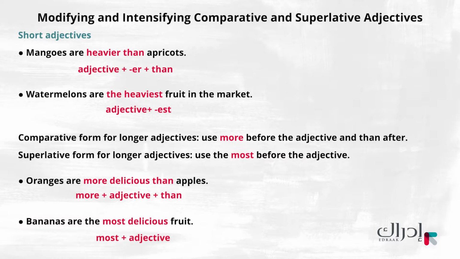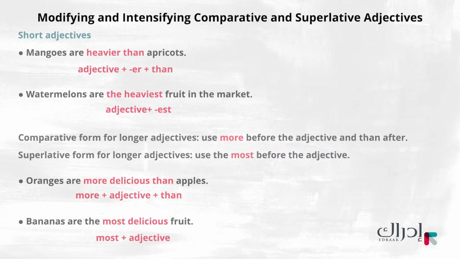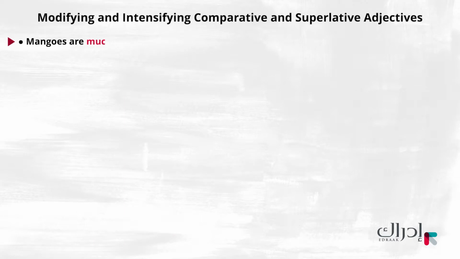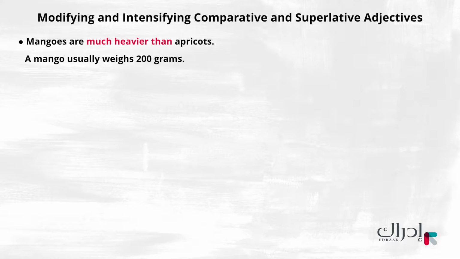But we can also make comparative and superlative forms stronger. Look at these examples. Mangoes are much heavier than apricots. A mango usually weighs 200 grams. An apricot usually weighs 35 grams. We use "much" here to indicate the difference is a big one.